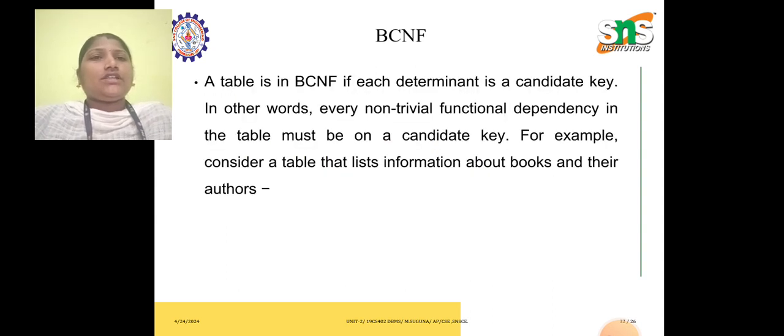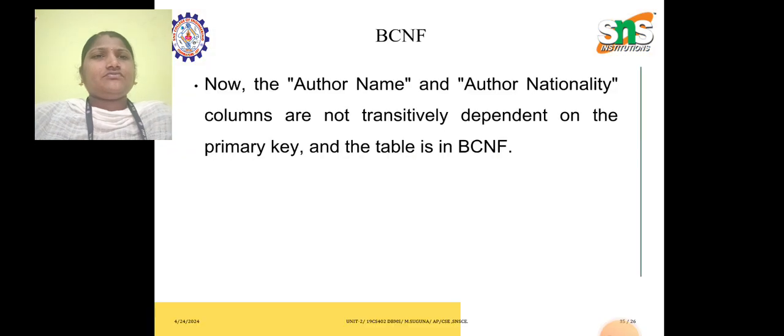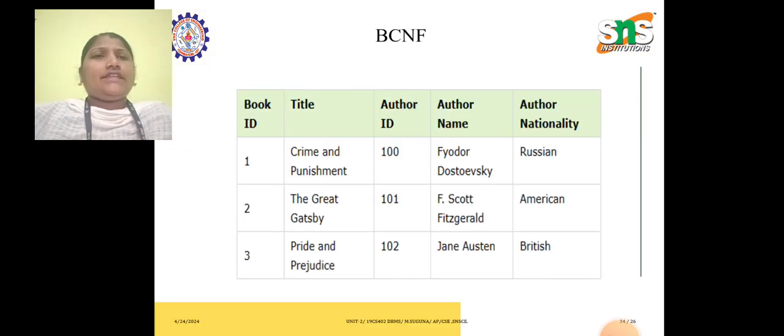Look at this example. The table is in BCNF means each determinant is a candidate key. In other words, every non-trivial dependency in a given table must be on a candidate key. For example, consider a table. Here in the table we have a list of information about the books and their authors. So this is the title. Here the author nationality depends on the author name or author ID. So again a transitive dependency occurs here.